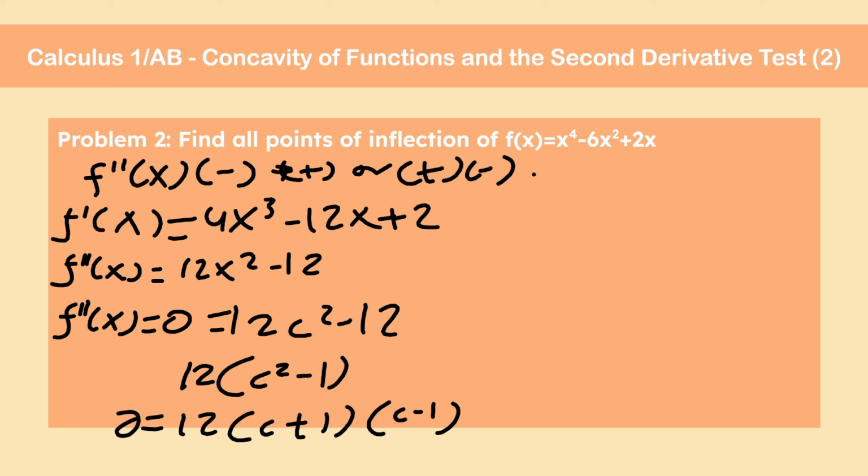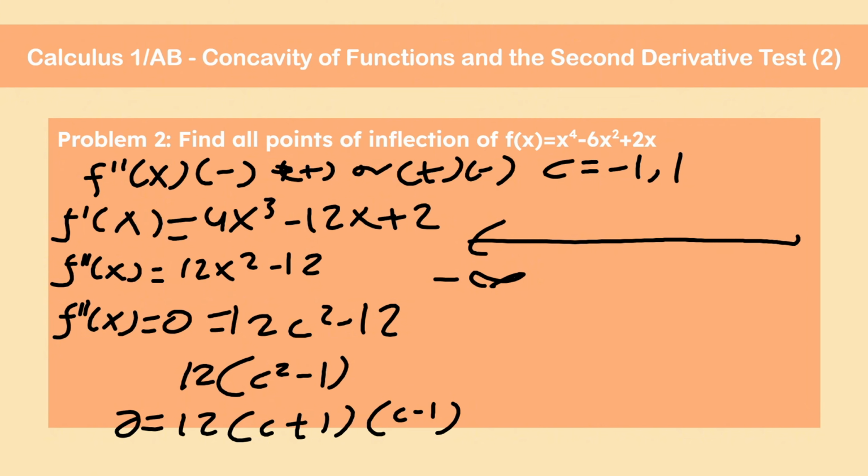So now we have our possible points. These are not the points of inflection yet, but they are possible points of inflection because we have to verify that the second derivative actually changes signs at these points. So let's say this is negative 1 and this is 1. Now we're going to test values in between these intervals to make sure that the second derivative changes sign. So we're just going to do sign analysis here.